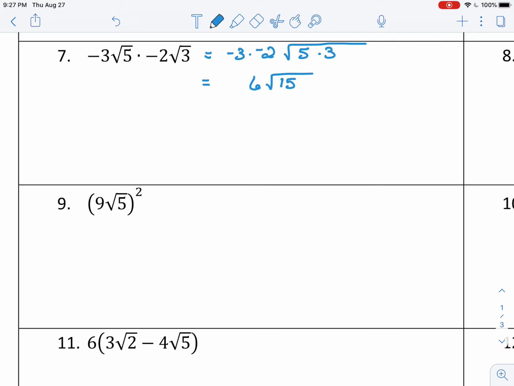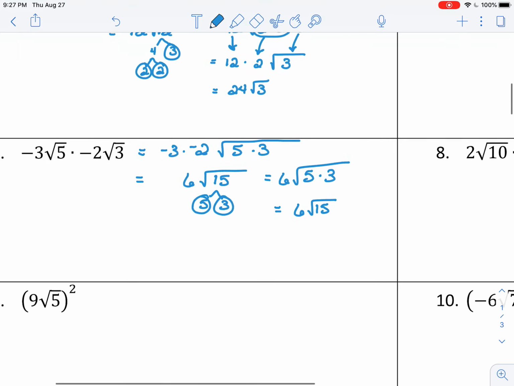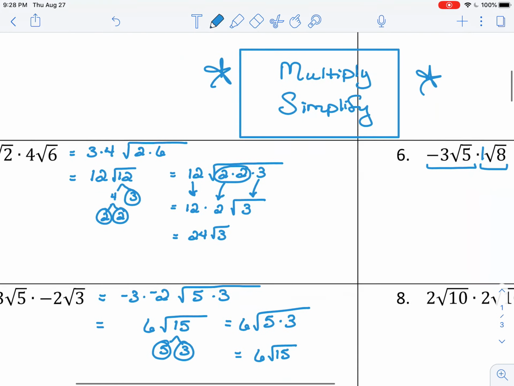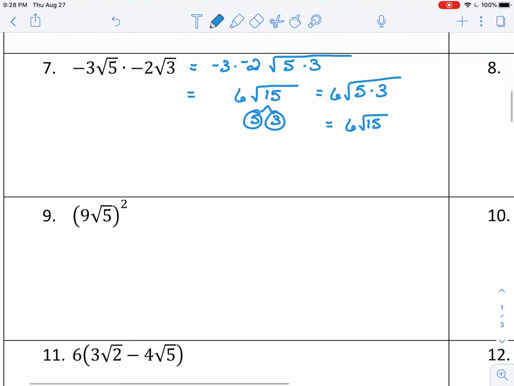Square root 15. So when I break it apart, well, I know 5 and 3 gives me 15, but in this problem, that's as far as it breaks apart. Those are prime numbers. So if I wanted to rewrite this, it would just be a 5 times a 3. There are no pairs in there. There are no perfect squares. So nothing comes outside to join that 6. It was already simplified at 6 square root 15. So yes, the directions are to multiply and simplify. Some radicals are already as simplified as they're going to get.